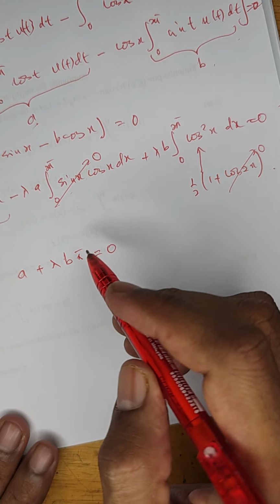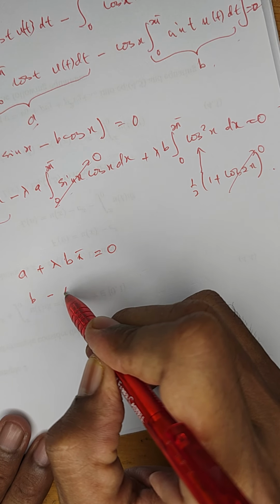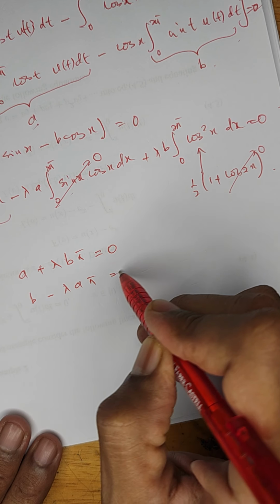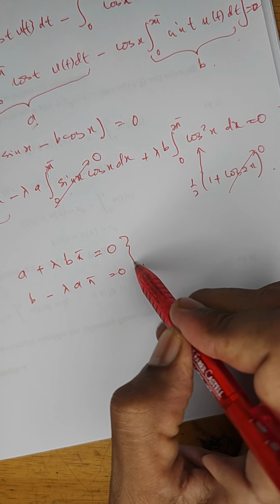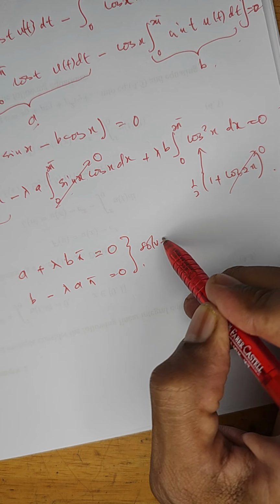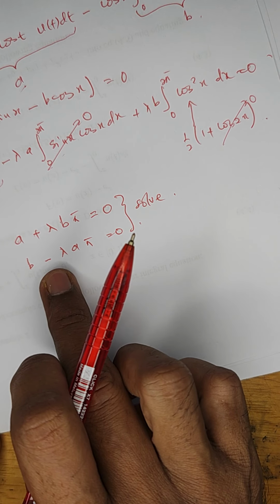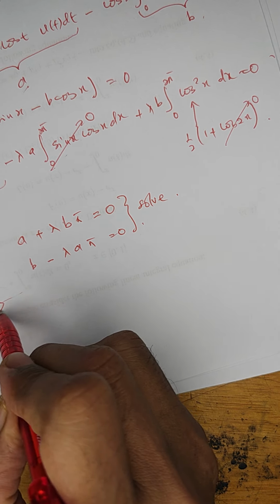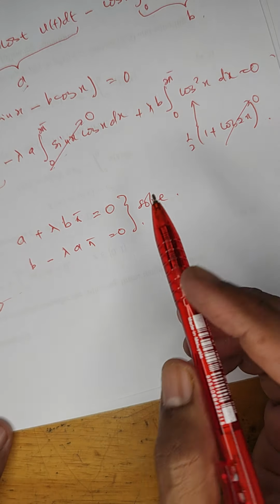You get another equation: B minus lambda A pi equal to 0. And then you need to solve these equations for lambda. The purpose is to solve for lambda. This is not difficult to solve.